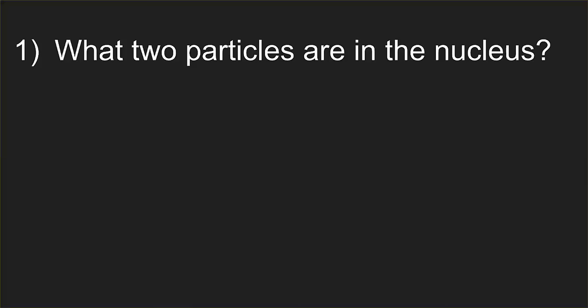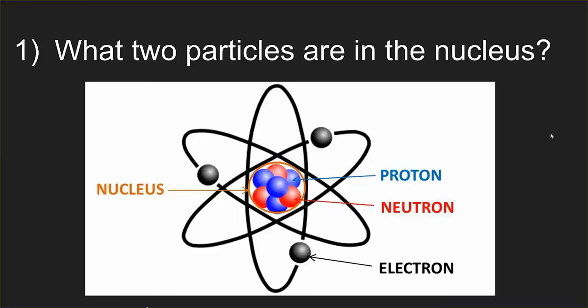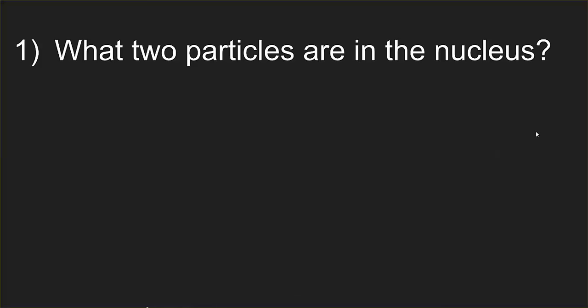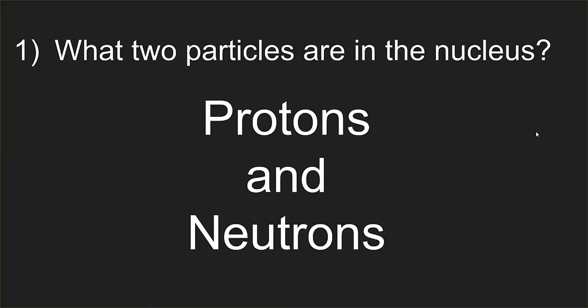So, take out your piece of paper and answer the following questions. This is number 1. What two particles are in the nucleus of the atom? Well, the nucleus is the core, and you can see from the diagram that protons and neutrons are in the nucleus. So protons and neutrons is the answer.